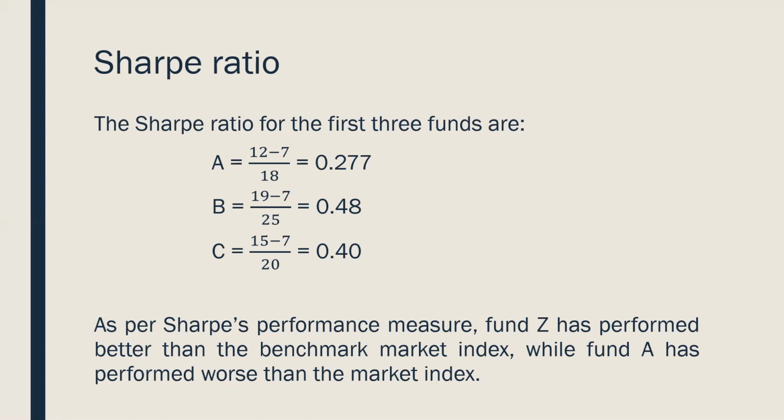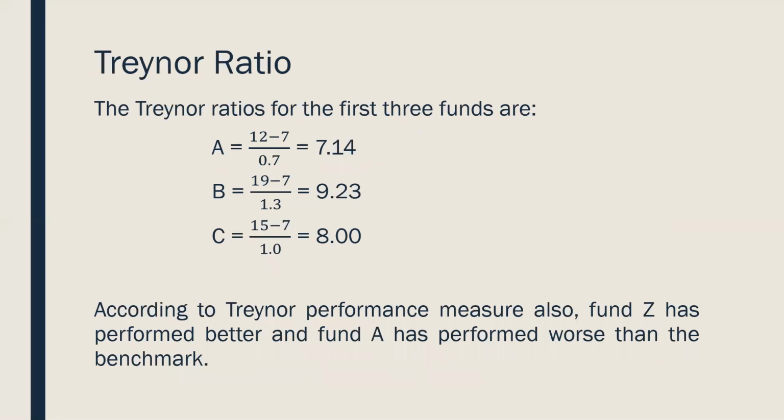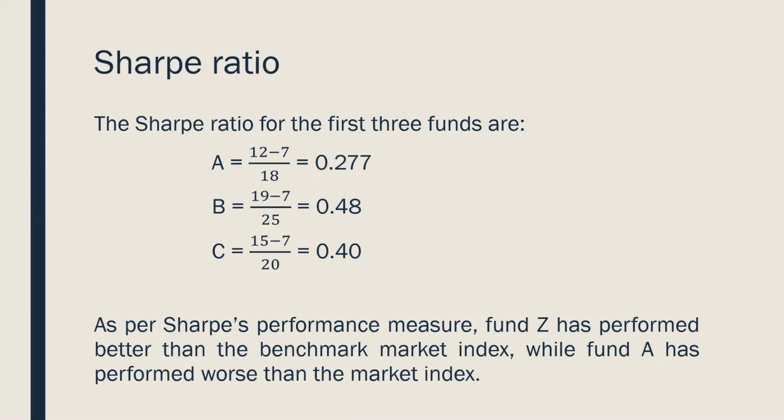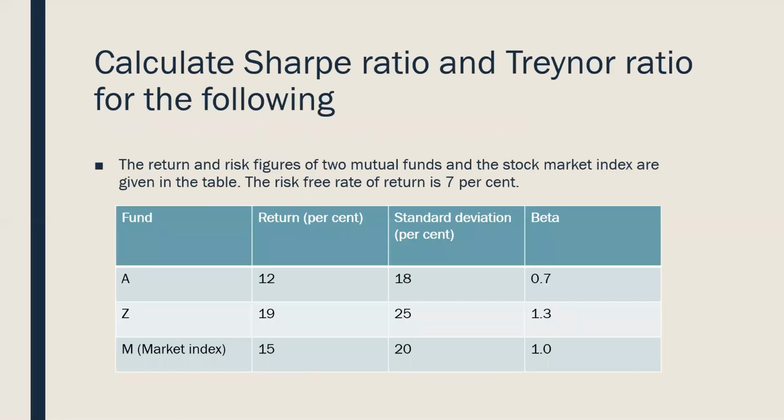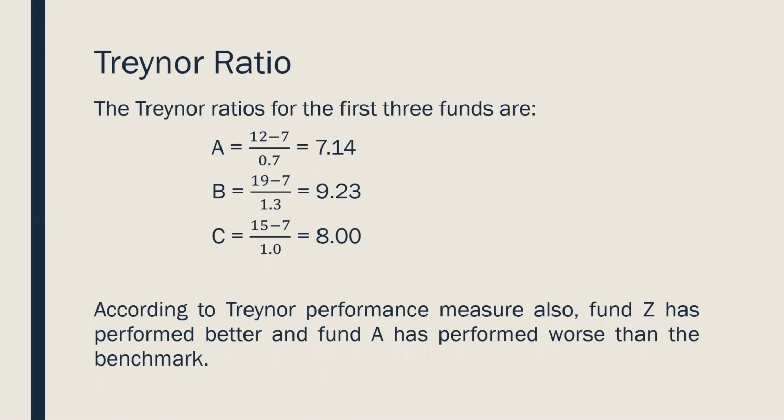Now let's move on to Treynor's ratio. In Treynor's ratio, the numerators are all going to be the same. Only the denominator will change. Instead of the standard deviation values, we are going to use the beta values. So 12 minus 7, 19 minus 7, 15 minus 7 will be the same as in the previous problem. The denominators will use the beta values 0.7, 1.3 and 1. We get the answers 7.14, 9.23 and 8. So calculate B as Z and C as M, the market index.